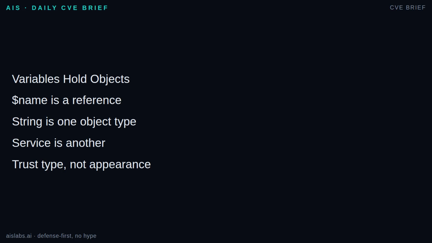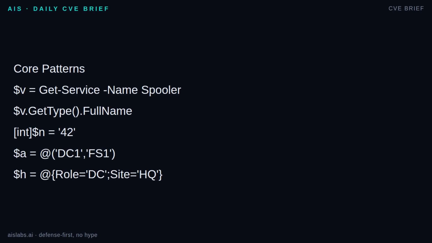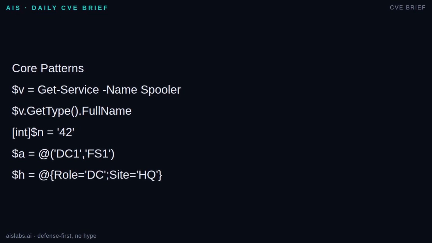This is why the pipeline feels different from old batch files. You are not just pushing text from command to command. You are passing structured things with properties and methods. When you assign $svc = Get-Service -Name Spooler, $svc is not the word Spooler, it is a service object with status, name, display name, and methods PowerShell can use. Start with assignment. $v = Get-Service -Name Spooler stores the returned service object. Run $v.GetType().FullName, and PowerShell tells you the actual .NET type.